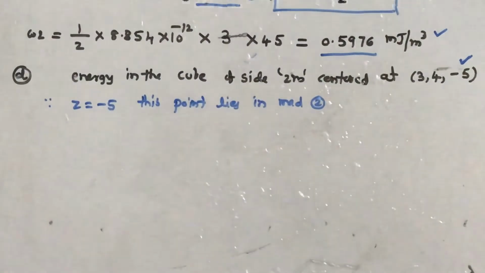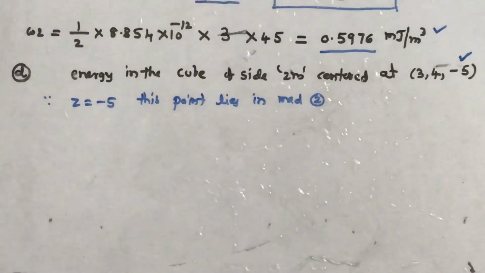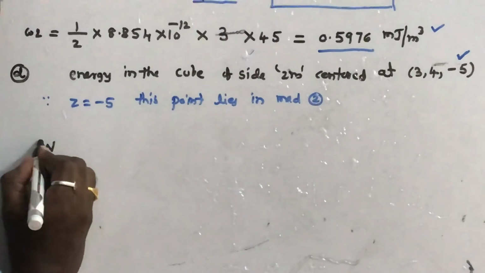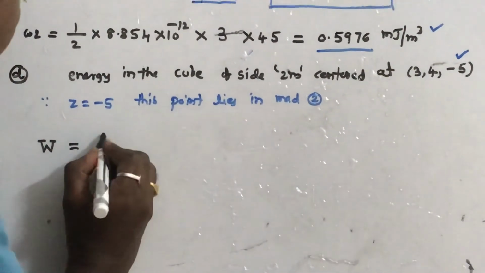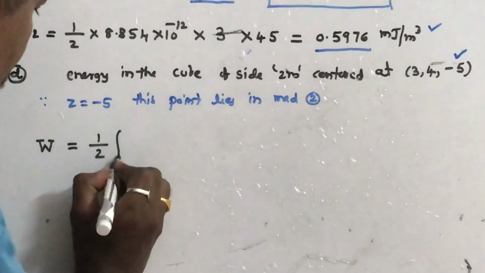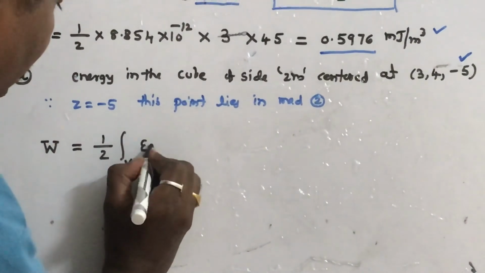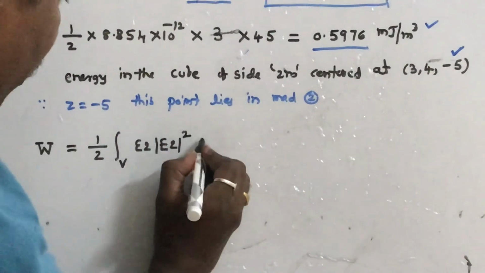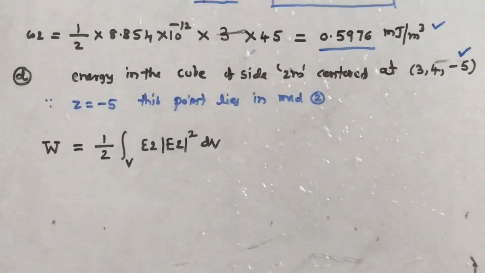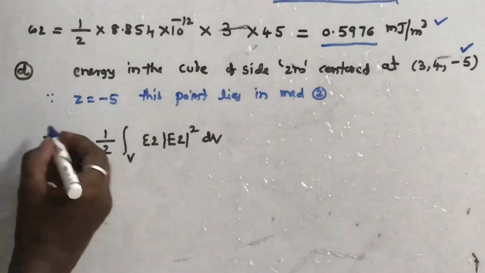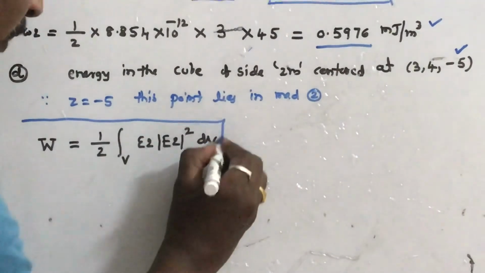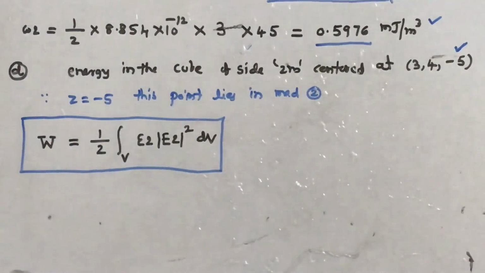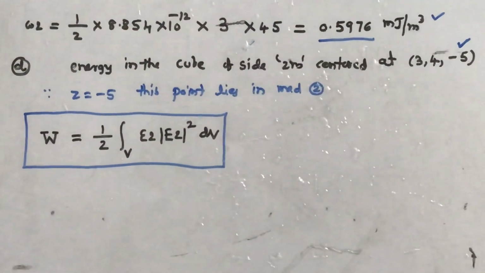So first you have to observe that. Then we have one more formula from electrostatics. The energy stored within the cube, capital W, is equal to half into volume integration of epsilon 2 into magnitude of E2 square into dV. This is the formula from electrostatics for the energy stored in a given volume. Substitute in this formula and you will get the final answer.